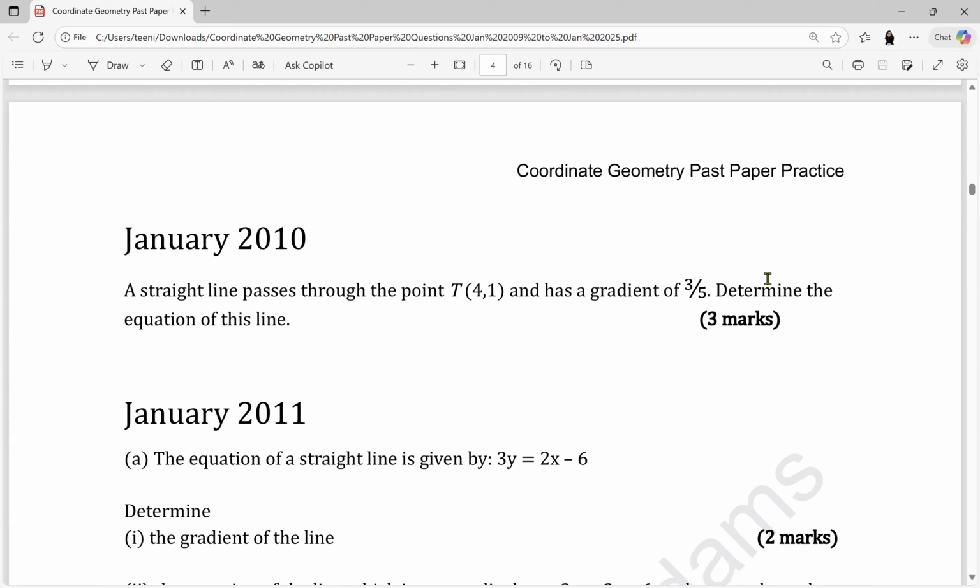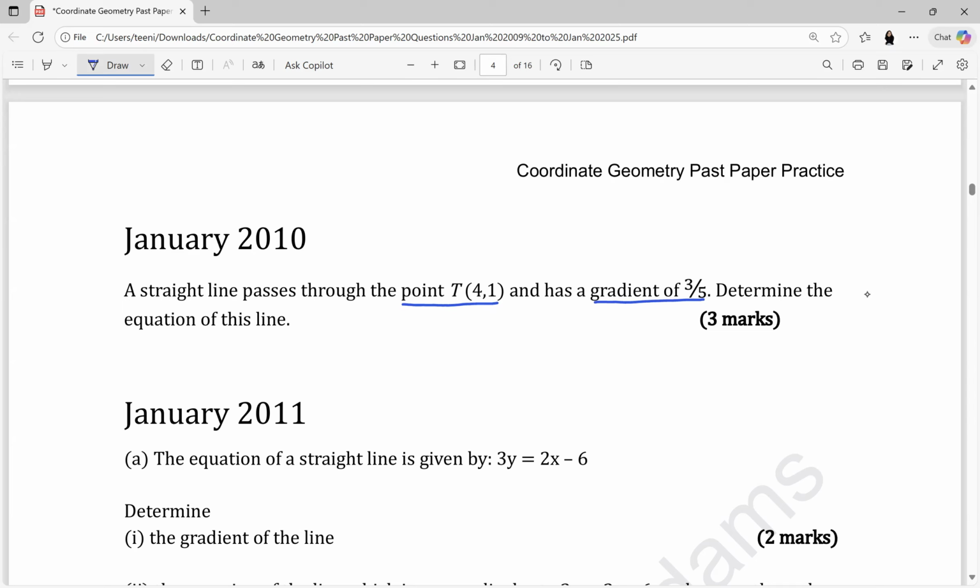All right, guys. It says a straight line passes through the point T, which is (4, 1), and has a gradient of 3/5. Determine the equation of the line. So to determine the equation of a line, guys, literally all you need is a point on the line. So here we have a point. It's (4, 1), and you need the gradient, right? So once you have a point and the gradient, you can determine the equation of the line by substituting that point and that gradient into the equation of a line.